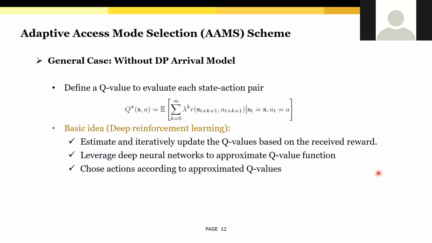The basic idea is to estimate and iteratively update the Q value based on the received reward in each time slot. As the dimension of the state-action pair is too large, we adopt a neural network to approximate the Q-value function. Based on the approximate Q value, we can choose the action with the largest Q value in each time slot.